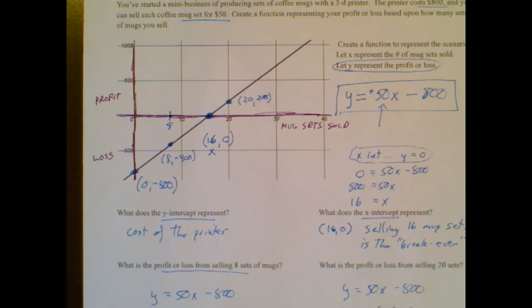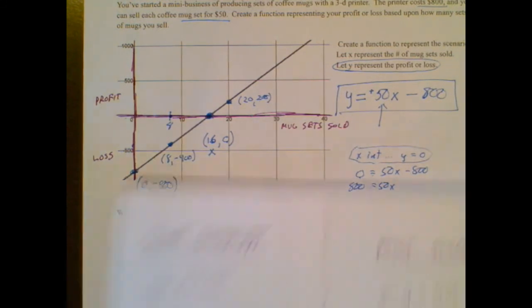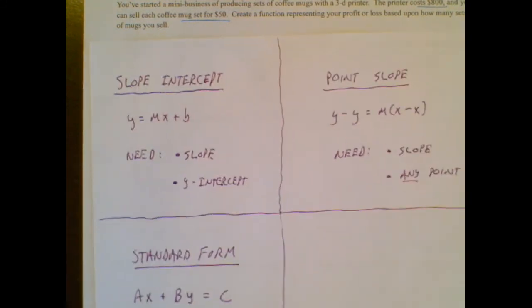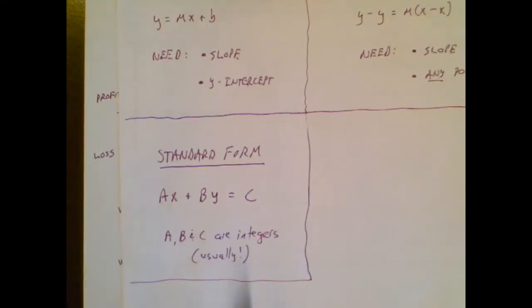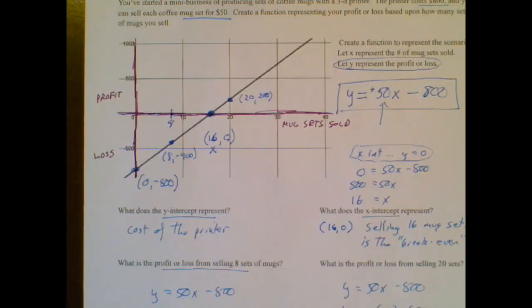Okay, so as you go back through this set of word problems, you'll realize that we've done one of each: a slope-intercept style, a point-slope style, and a standard form style. That's the show.